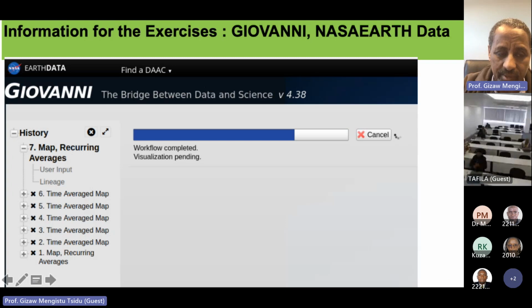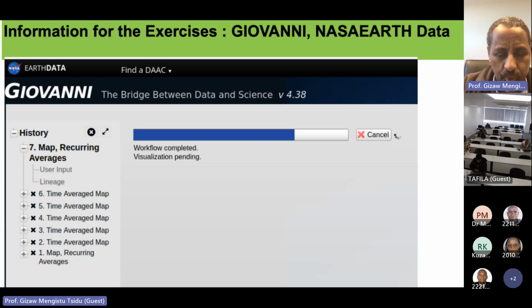So depending on the kind of data you have chosen, it will take a while. You know, the data could be very large. So what it tries to do is first access the data, and then analyze the data in the way you have requested, and that will take some time.